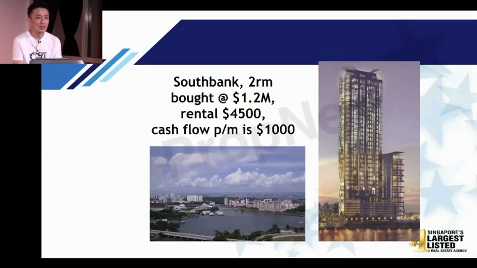Like now, I ask you this question here. If you currently own a property, a 2-bedroom at $1.2 million, your rental is $4,500. Your cash flow is $1,000 every month. That means every month you get back $1,000. You own this asset. Now the property has increased in price to $1.5 million.